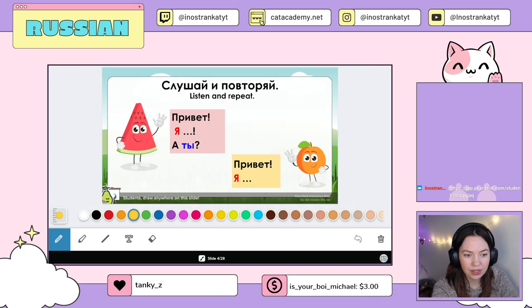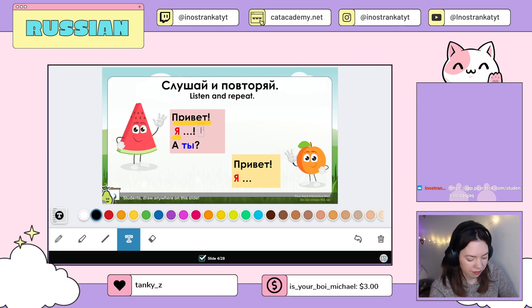And now let's have a look at the opposite of я, the opposite of I. Let's look at the phrases that we already know. Here the watermelon, арбуз, is saying привет, я. I will write my name. When you have many languages on your keyboard, it takes a while to change it. Okay, this is my name. Привет, я Инна. And after that I want to ask, and you? So we say а ты. Ты means you.